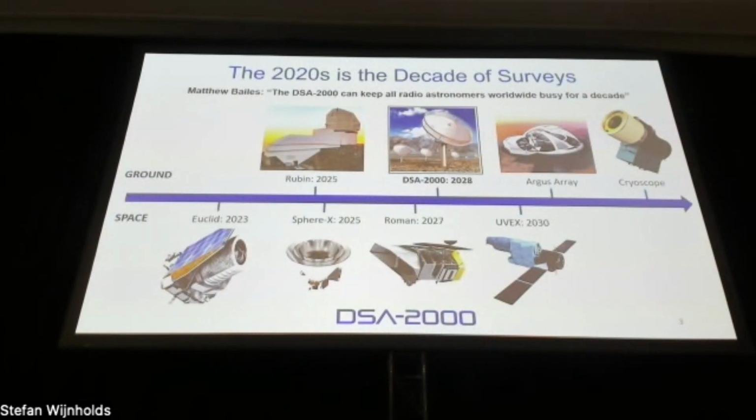And the DSA 2000 fits into this broad category of survey instruments that are either online now or coming online in this decade. So it's a natural fit in this community of instruments. And we like to quote yet another quotable quote from Matthew Bales, who said that the DSA 2000 can keep all radio astronomers worldwide busy for a decade. And we certainly hope to do that.